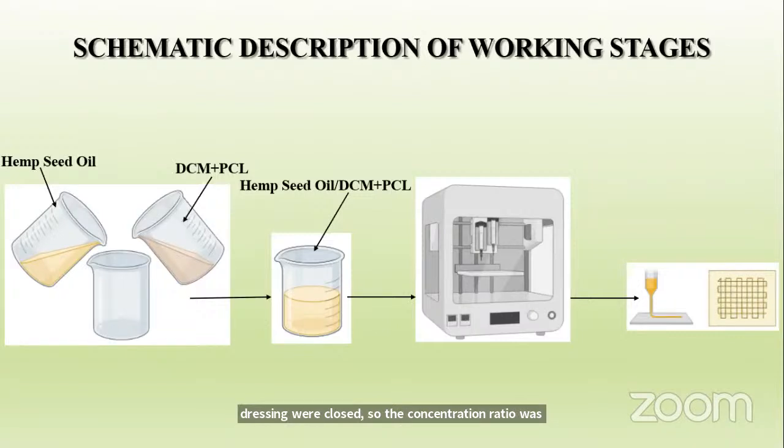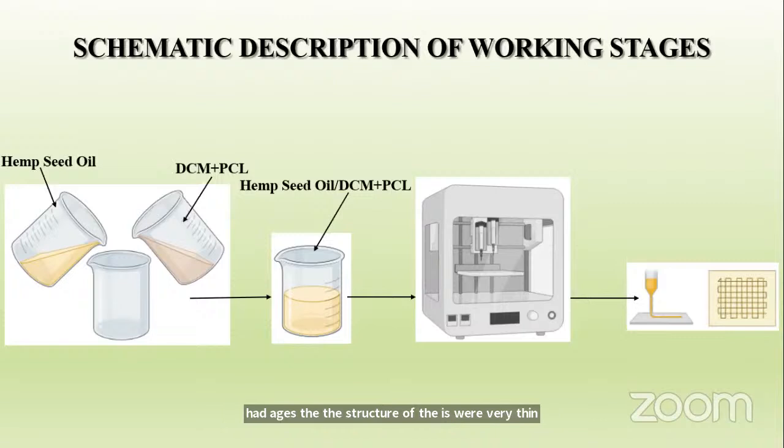After the solution optimization was achieved, the 3D printing parameters were optimized as well. Initially the solution pressure was set to 100, and then the pressure was set to 25 PSI. However, under these conditions, the produced scaffold had bad edges; the structure of the edges was very thin.